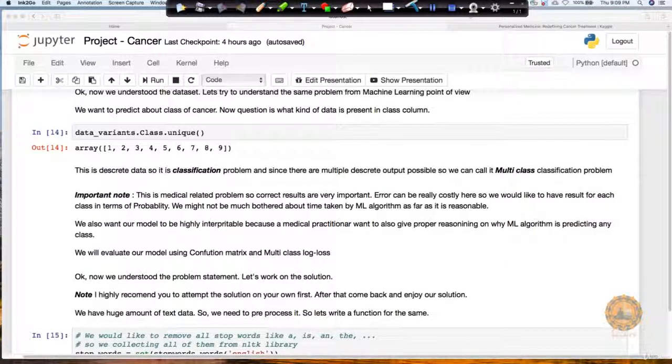I would highly recommend pausing here. Go ahead and try to solve this problem on your own, and later come back and start looking at the solution and enjoy it. Then you will realize what things you were missing out, and you can come back anytime, look at those things and start working on them.